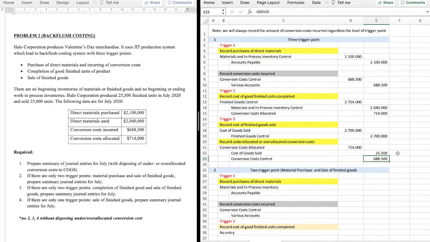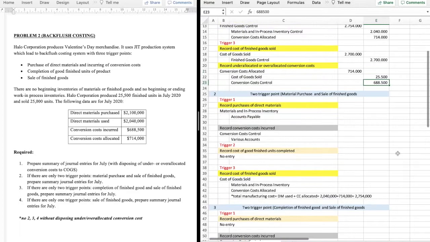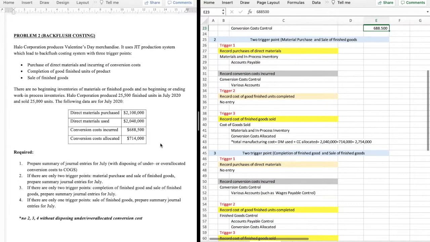And that's it for number 1. Moving on to number 2. If there are only 2 trigger points, material purchase and sale of finished goods, prepare summary journal entries for July. So we don't have the second trigger here. But anyways, let's just do the first trigger.